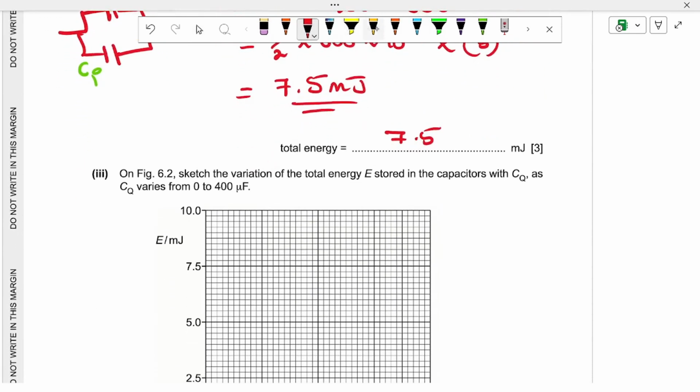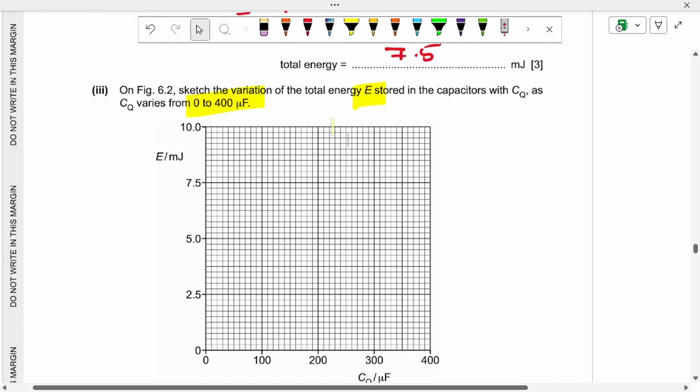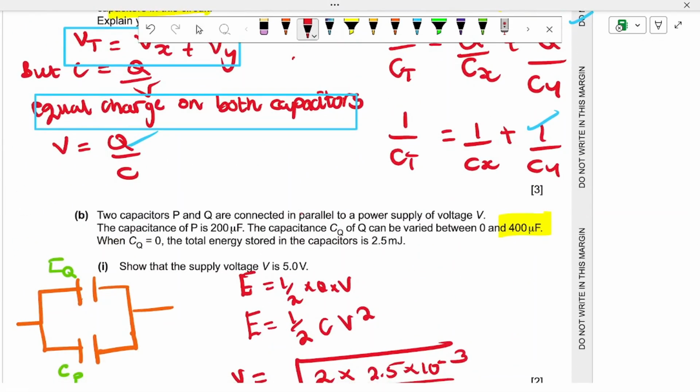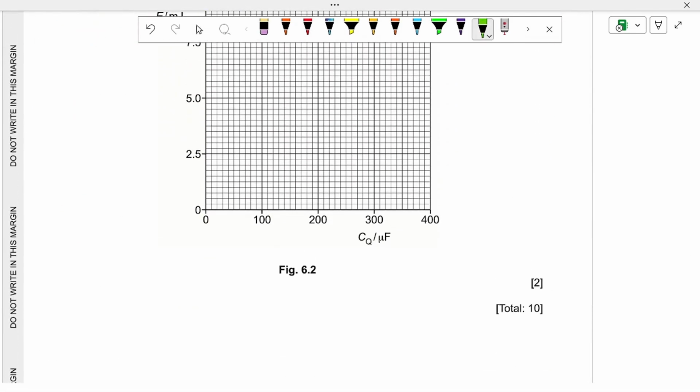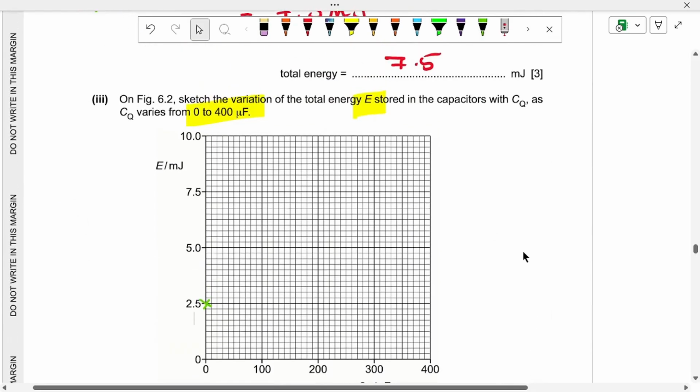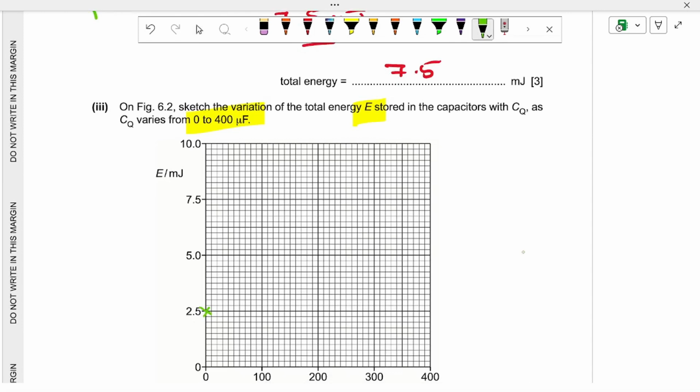Next question. On Fig 6.2, sketch the variation of the total energy E stored in the capacitor with CQ, as CQ is varied from 0 to 400 microfarad. Okay, so I could create some complicated mathematical relationship and try to evaluate it, but what I could do is find points. For this one, I'm feeling a little bit lazy. When CQ is 0, I've already been told the total energy is 2.5. So at 0, I have 2.5. That's a coordinate. And at 400, I have 7.5. Now I just need to find the midpoint. If I can find the midpoint, I can establish a relationship.